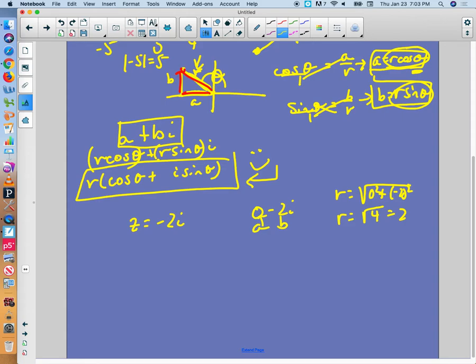And the radius we've said is always positive all year long, since we started trig. And so now I know my r is 2, so I'm going to have 2 times cosine theta plus i sine theta. Now I need to know what theta is. Theta is pretty easy here. If I have a negative 2i, that means I have 0 minus 2i. That means that I've gone right down here. And I can see that angle is 270, or in radians, 3 pi over 2.